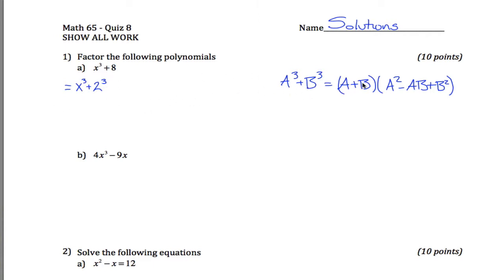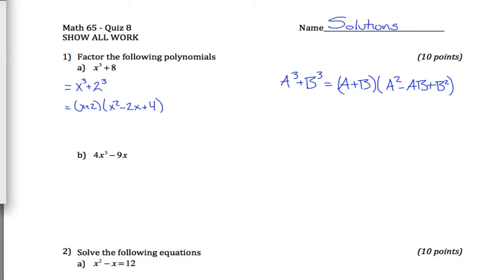2. So if you just copy this, except everywhere you see the letter a, replace it with an x, and everywhere you see the letter b, you replace it with a 2, you'd end up with something like this. 2 squared, but 2 squared is 4. And that's the answer. That's factoring this polynomial. If you have this formula down, no problem, but if you don't, kind of impossible.